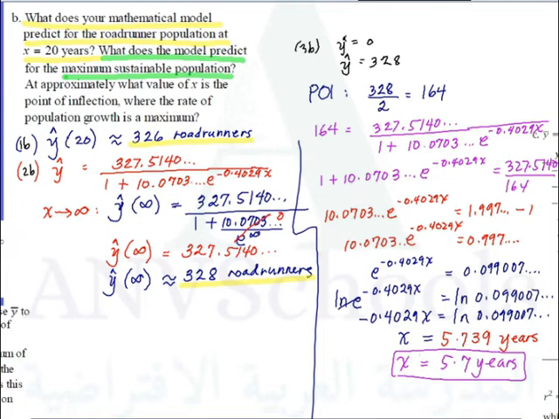Now if you got 5.5 years, it's okay, because what we did here is we rounded the number of roadrunners as x approaches very large numbers. It's about 327.6, or 328. Let's say the asymptote is 328. So anyway, you will have to get x equal to 5.7 years as the point of inflection. Okay, so letter C.